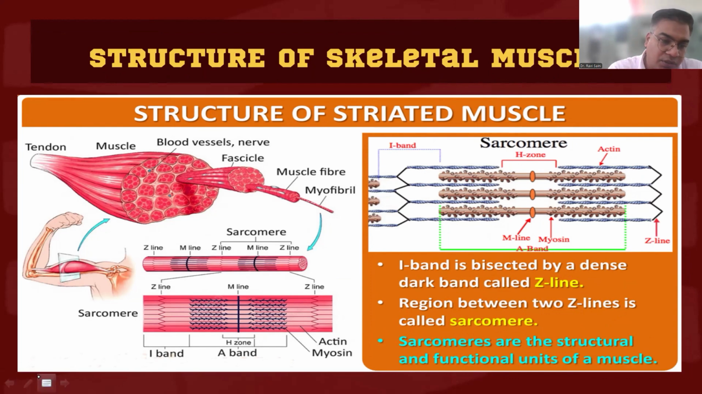Similarly, like the dark band which was intersected by the M line and H zone, the I band is also bisected by a dense dark line. We call it the Z line, and the region between two Z lines is called a sarcomere. So the sarcomere is the structural and functional unit of the skeletal muscles.